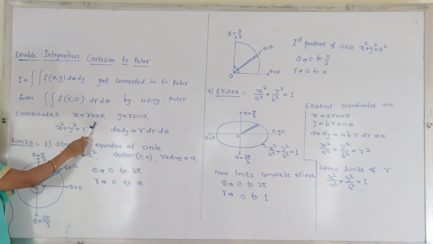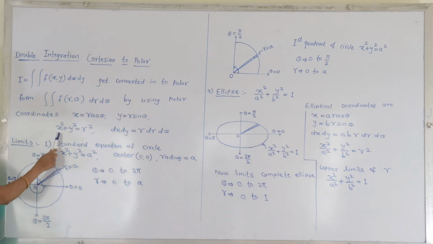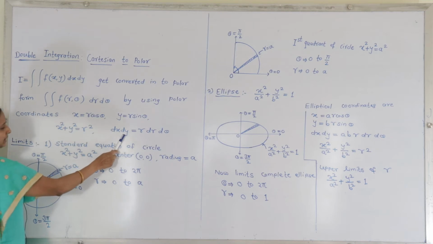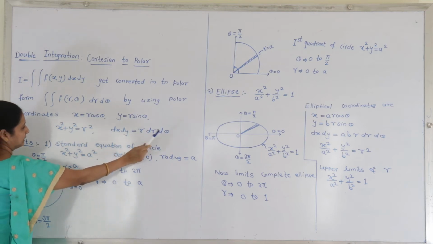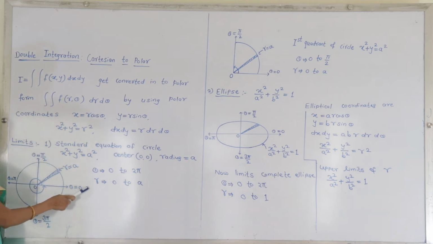x is equal to r cos theta, y is equal to r sin theta, x square plus y square is equal to r square, dx dy is equal to r dr d theta. These are the fixed polar coordinates. Now for different figures we have different types of limits.